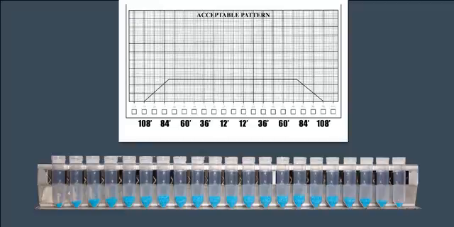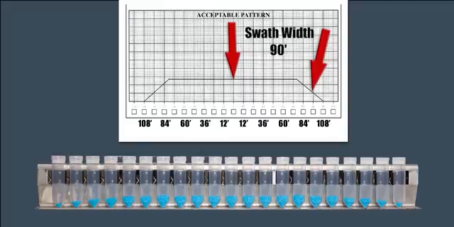This spread pattern represents an acceptable pattern. To identify your optimum swath width, simply identify the area between the 0 foot mark or center tube to where the pattern drops in half.